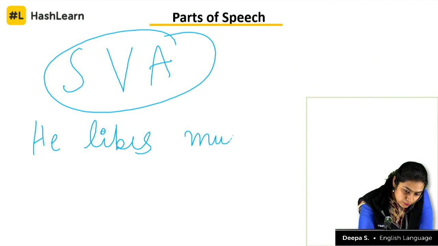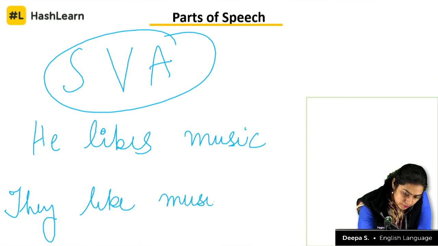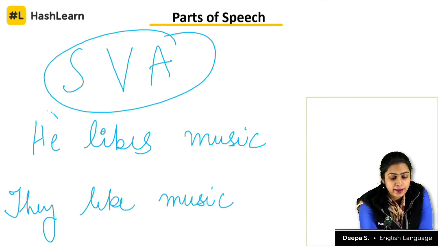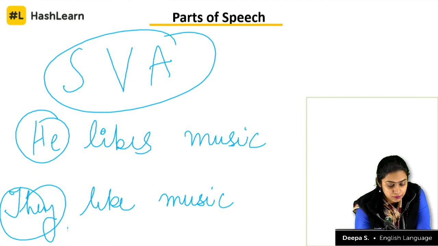He likes music. They like music. He is singular. Any problem about that? We are talking about just one person. They is plural.